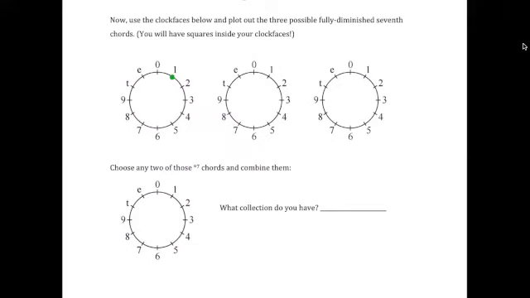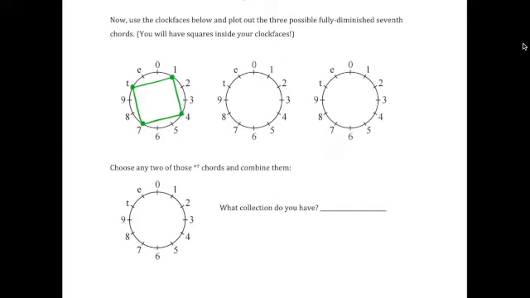I'm going to plot this fully diminished 7th chord. So we've got C sharp, which is pitch class 1, E, which is PC 4, G, which is PC 7, and then B flat, which is PC 10. Now I am going to connect the dots. What I've ended up with is a square inside of my circle.